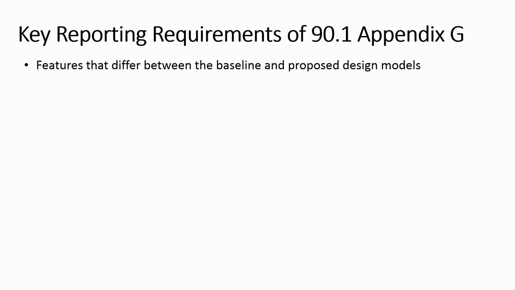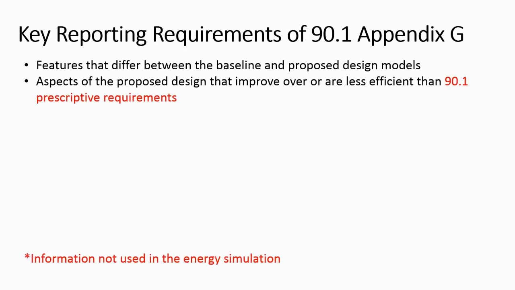And here are the key highlights of what needs to be reported following this section of 90.1. So first of all, the features that differ between the baseline and proposed design must be identified. Aspects of the proposed design that improve over prescriptive requirements or are less efficient than prescriptive requirements. And I highlighted prescriptive requirements in red here because with Appendix G, prescriptive requirements are not part of the baseline model, so they don't really affect the simulation. So even though they are typically not captured in the simulation tool and do not affect simulation results, still these trade-offs between the proposed design and prescriptive requirements need to be reported.